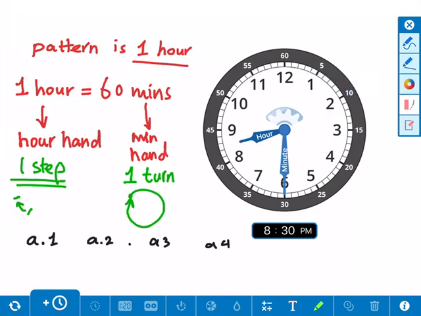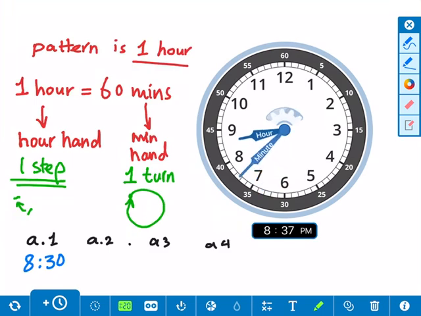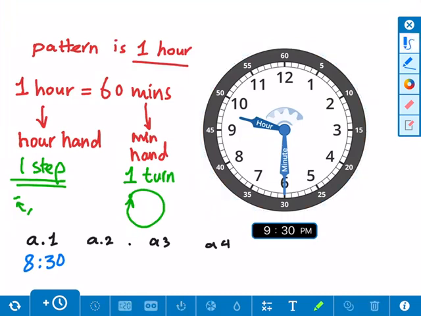Now, activity 1, they told us already that it starts at 8:30. So now, let's find out the other activities. We said that the pattern is 1 hour. So let's move 1 hour. If we move the minute hand a whole turn around the hour, we will get the correct time. So what is it? As you can see here, 9:30.